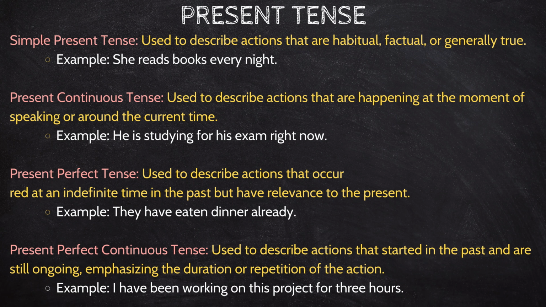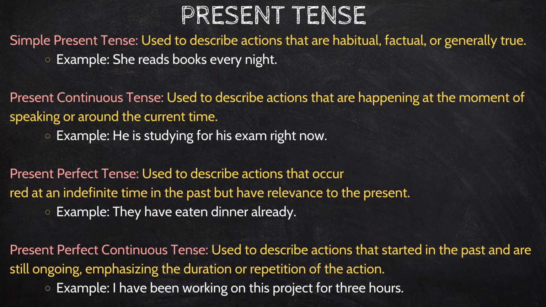Present continuous tense is used to describe actions that are happening in the moment of speaking, or around the current time. Example: he's studying for his exam right now. It might be possible that when the speaker is saying this statement, the person is studying at that moment.